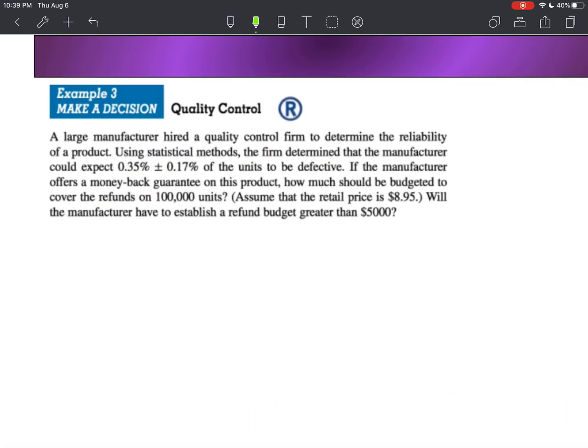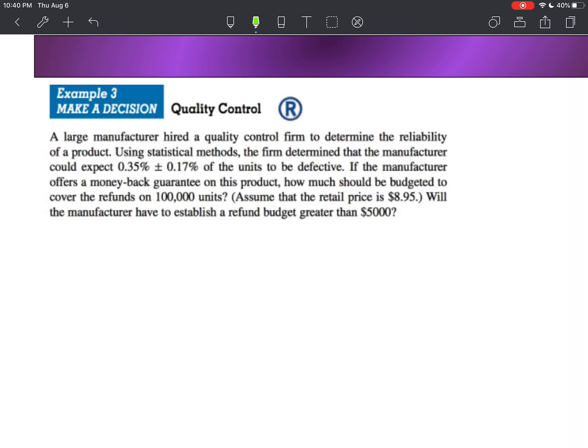Okay, we've got a word problem here. A large manufacturer hired a quality control firm to determine the reliability of a product. Using statistical methods, the firm determined that the manufacturer could expect 0.35% plus or minus 0.17% of the units to be defective. If the manufacturer offers a money-back guarantee on this product, how much should be budgeted to cover the refunds on 100,000 units? Assume that the retail price is $8.95. Will the manufacturer have to establish a refund budget greater than $5,000?